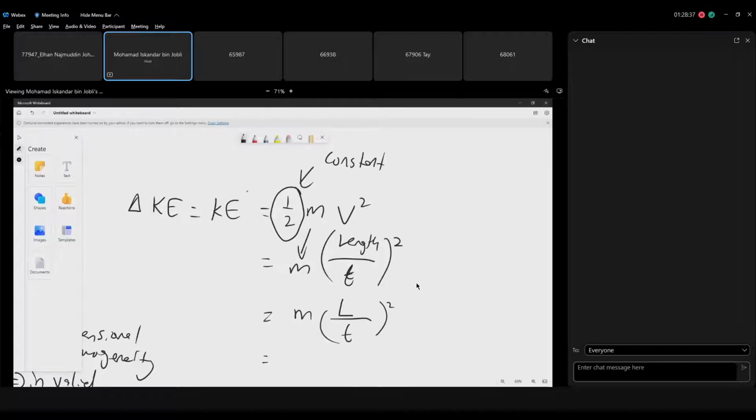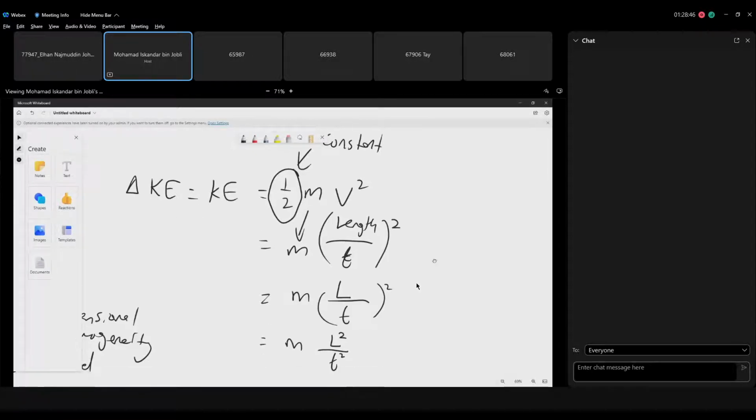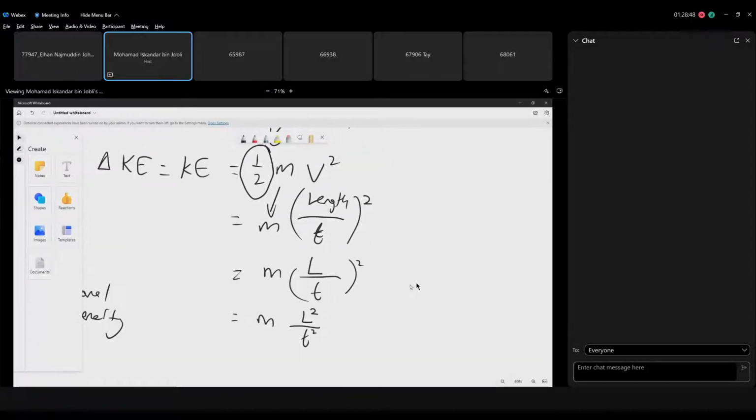And then you have this one, L square. You can write it down right away. So T square is T square. Right? So that is how they got this. That is KE equals to this, M L2 over T2. Now, we have to check whether this one is correct or not.